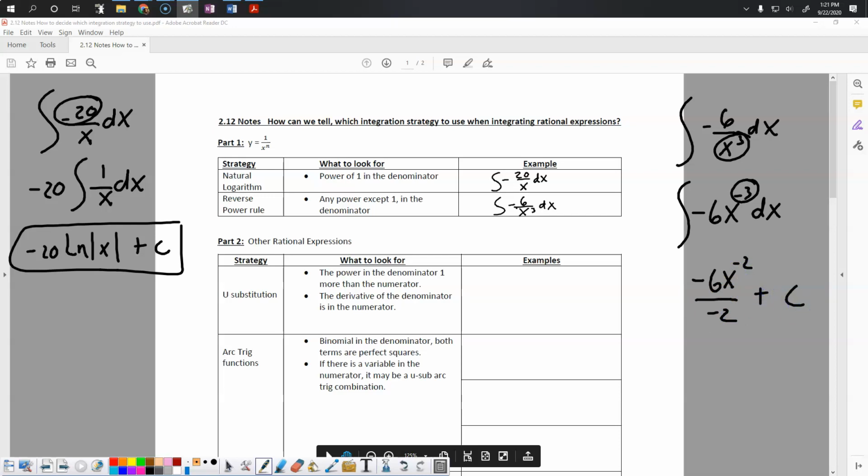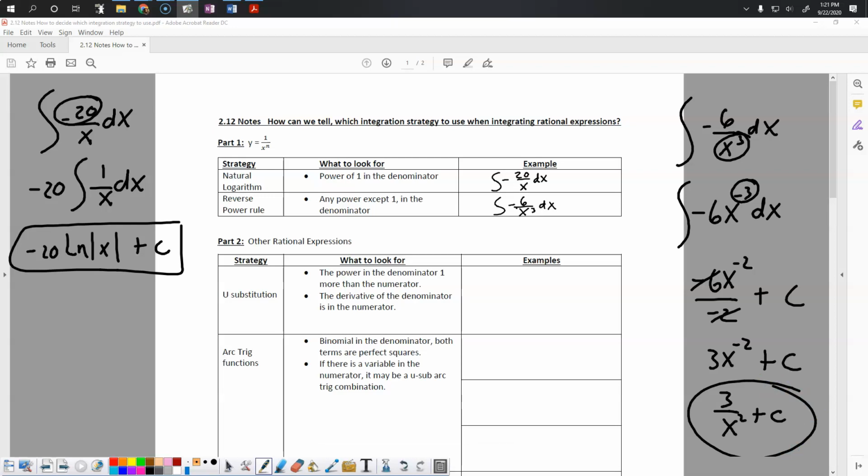Now, of course, a lot of times you're going to need to simplify these a little bit. So like -2 goes into -6 3 times. And also 3x to the -2 can be rewritten as 3 over x squared. And that's probably how we should write it, right there. Okay? But there's your 2 different strategies.